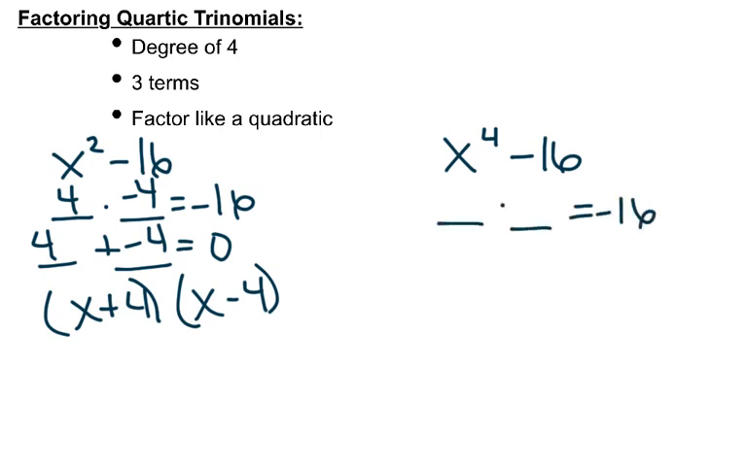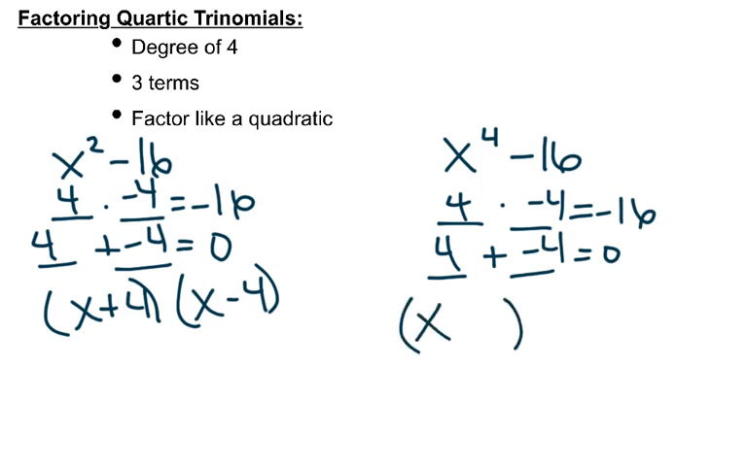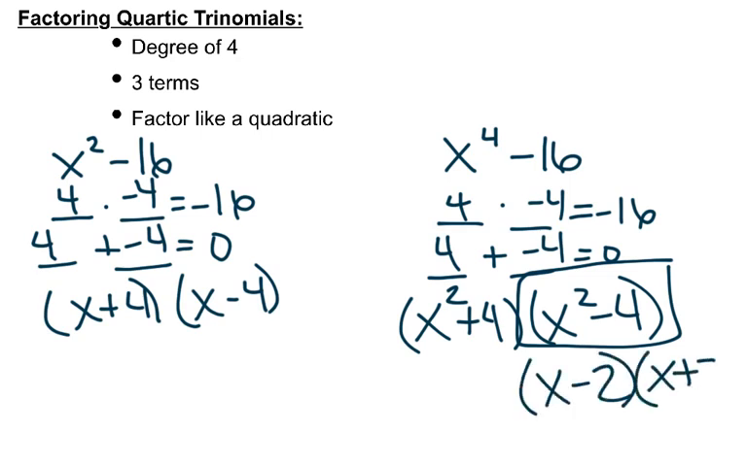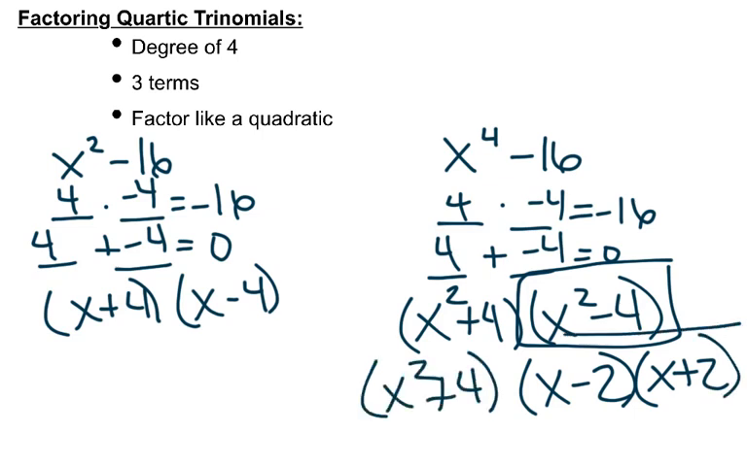It works the same way. I'm looking for two numbers that multiply to give me negative 16. They have to add to give me 0. The two numbers are 4 and negative 4. So when I rewrite these, it's going to be x squared plus 4, x squared minus 4. This one can be factored further because it's a minus sign. It's a difference of squares. So it's going to become x minus 2, x plus 2. And then the x squared plus 4 is also an answer.